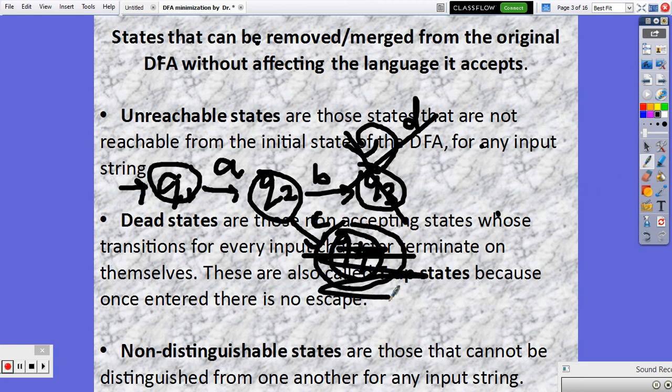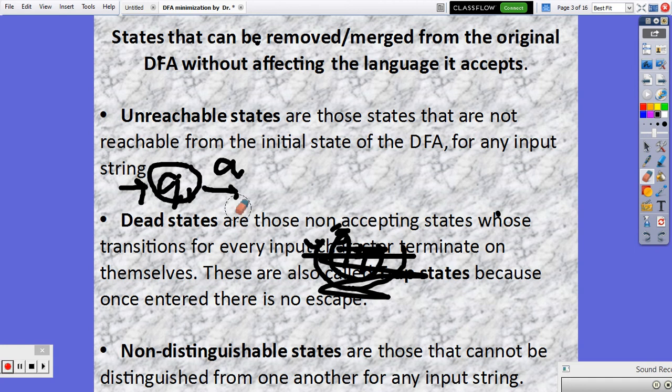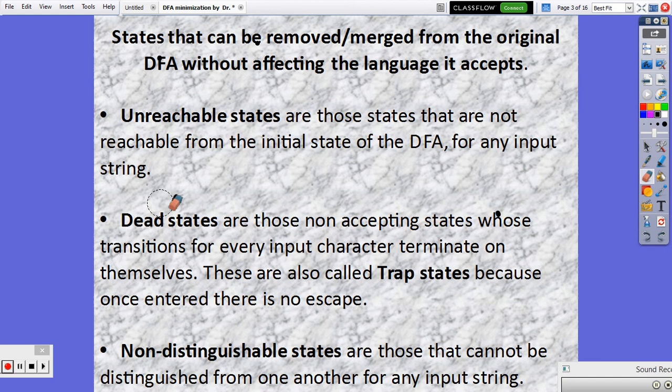Then the next is non-distinguishable states. When we draw the DFA, each state must be important and should be distinguished. If we find that there are some states which are non-distinguishable from others, it is better to remove these states to make our DFA minimized.